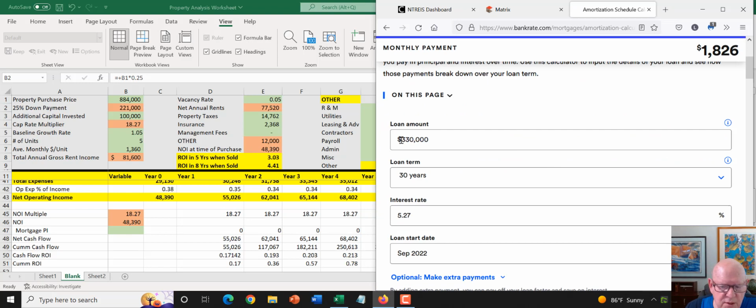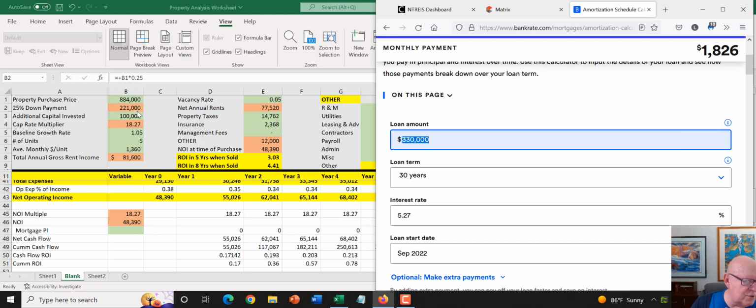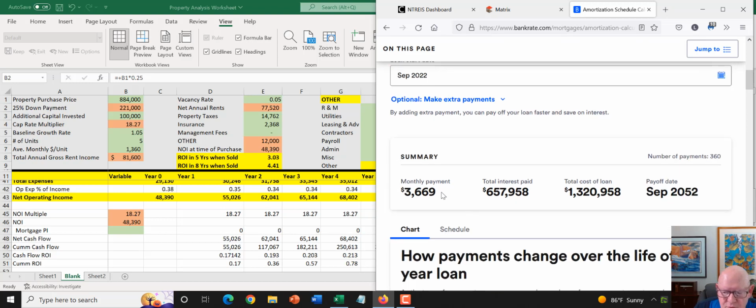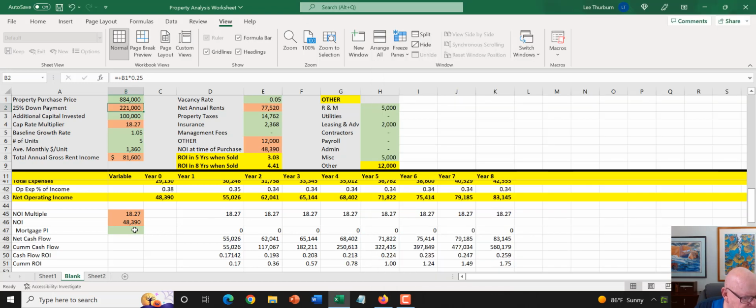So we're going to do a loan amount. Okay, so 884,000 minus 221 is 663,000. So 663,000, 30 years, 5.27 interest rate, and our monthly payment is going to be $3,669 per month. So our mortgage principal and interest is $3,669 per month. Now, that's $44,000 a year. So our net cash flow is going to be the following. $55,000 minus our mortgage service is going to be our net cash flow.